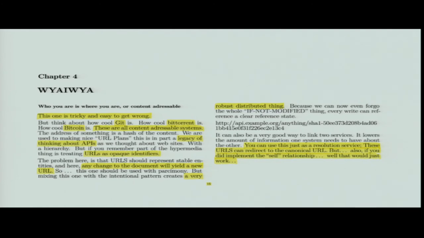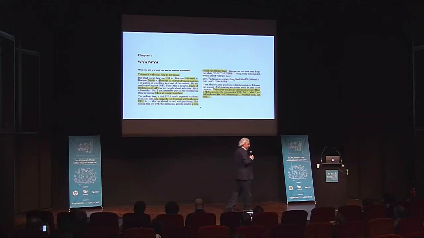So this one, again, is a very tricky, dangerous pattern that can be extremely useful. It's what we call content addressable. So content addressable, what does it mean? It means that the content is by itself the address of a thing. If I know what the content of a thing is, I know where it is.